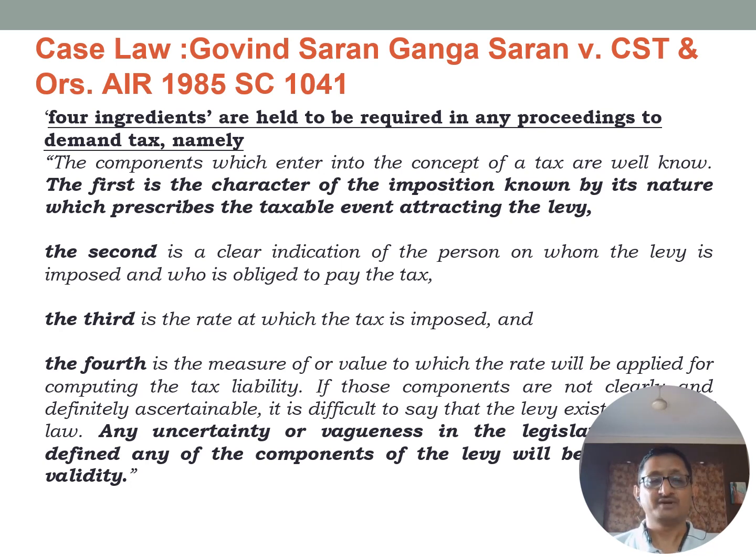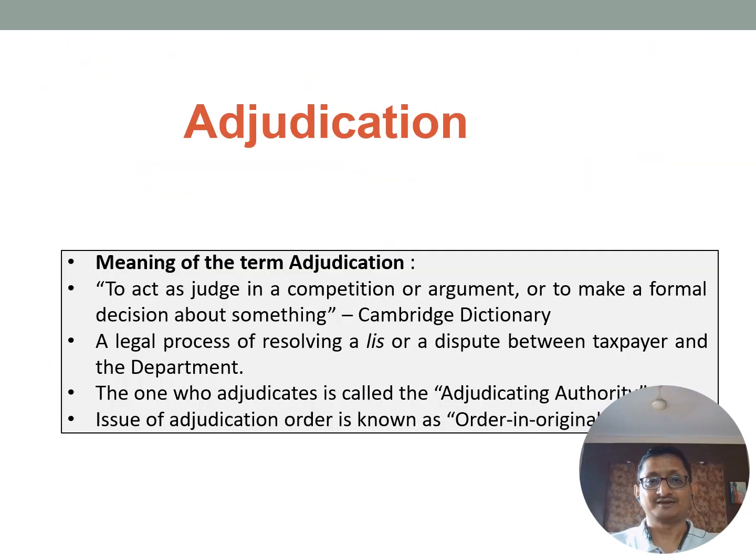And the fourth is the measure or value to which the rate will be applied for computation of tax liability. If the core components are uncertain, it is difficult to say there is a levy of tax under the law. Any uncertainty or vagueness in any component of the levy defined by the legislature will not be valid. So the Supreme Court has said these 4 elements have to be present for issuing any show-cause notice. Otherwise, the show-cause notice will be invalid.